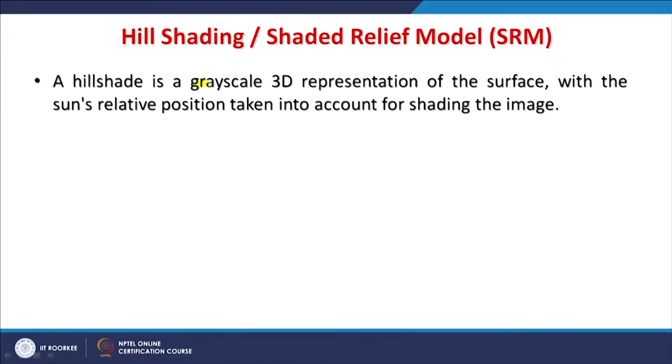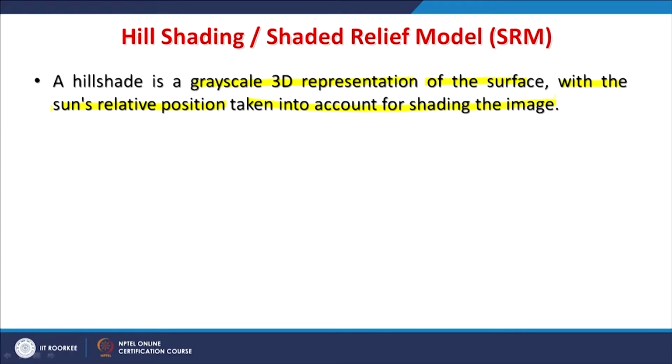I am using both terms, hill shading and shaded relief model. Earlier people were very comfortable with shaded relief model, but later on a few people started using hill shading. No issue, we can use any of these terms, the meaning is the same: a hillside is a grayscale 3D representation of the surface. Of course, the input is a digital elevation model, and what it adds here is the sun's relative position taken into account for shading the image.